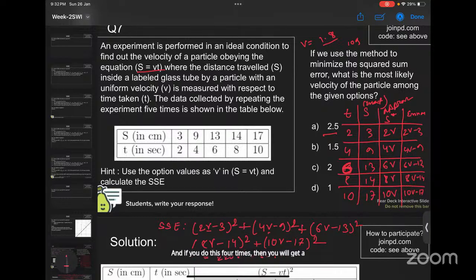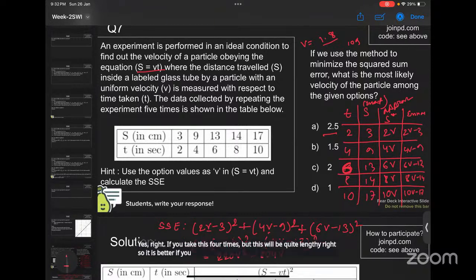You will get SSE 4 times, right? So you have to check the minimum, and we have to make the table 4 times. If you do it 4 times, this will be quite lengthy, right? So it is better if you get a quadratic equation, because then you know how to calculate the minimum.